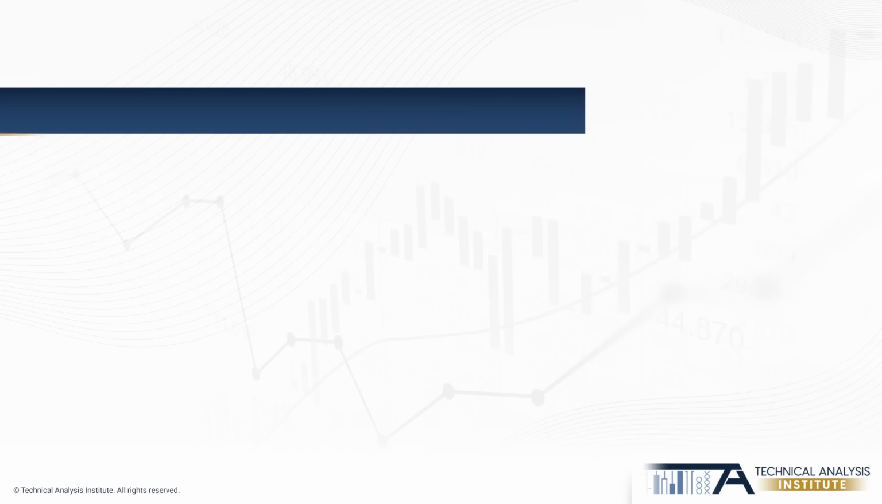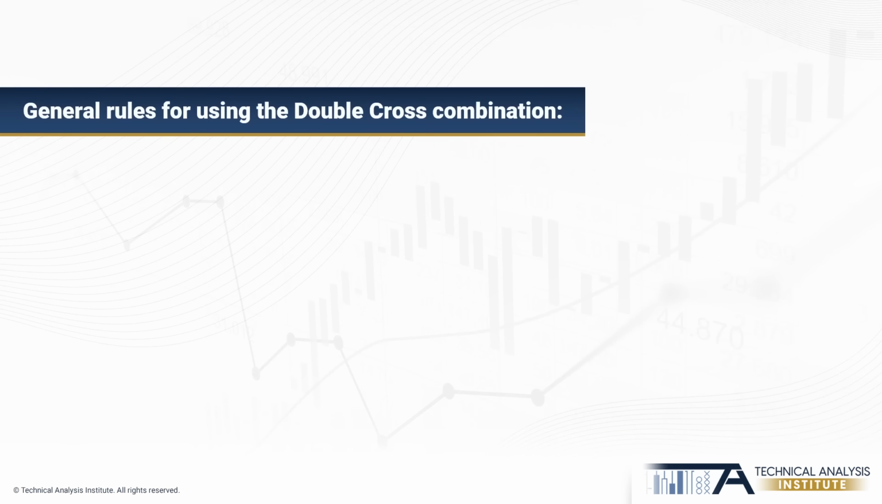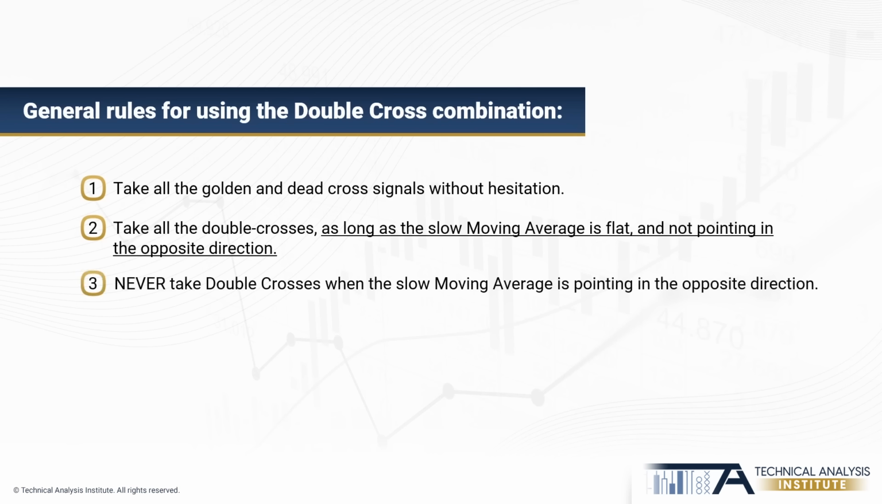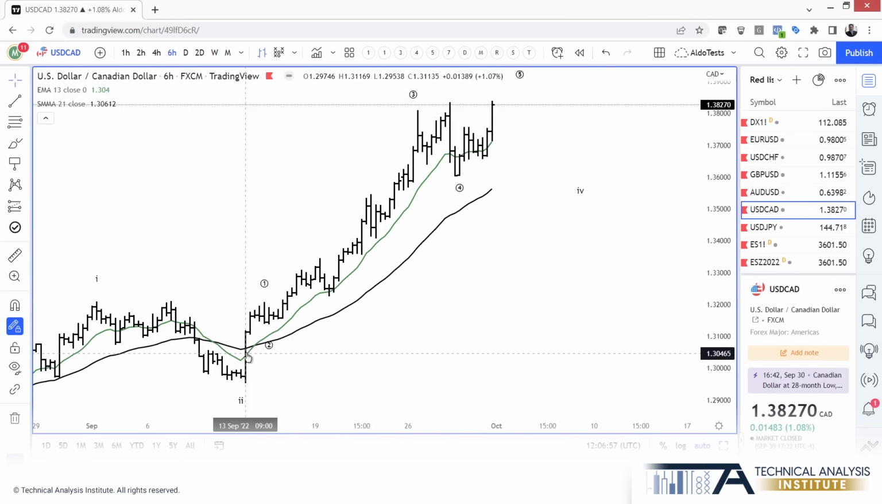And this brings us to a summary of the general rules for using the double cross combination. 1. You want to take all the golden and dead cross signals. Those are your signals to take, always without hesitation. 2. You can take all the double crosses as long as the slow moving average is flat and not pointing in the opposite direction. And 3. Never ever take double crosses when the slow moving average is pointing in the opposite direction, as you can see in the example of the yen.